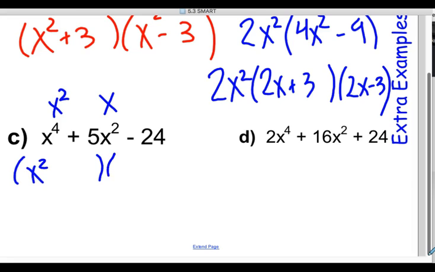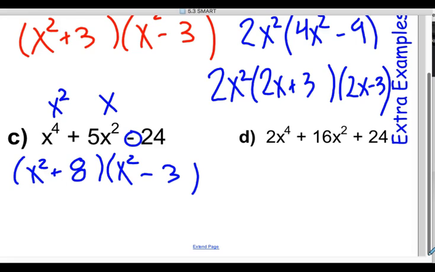X squared and x squared. If you have a minus sign at the end, what are your signs going to be? Different. And then we want to multiply to 24, add to 5. So what multiplies to 24 and can get you a 5 with opposite signs? 8 and 3. 8 times 3 is 24, and then 8 minus 3 is 5. If we want to end up at a positive 5, where should the 8 go? Yeah.